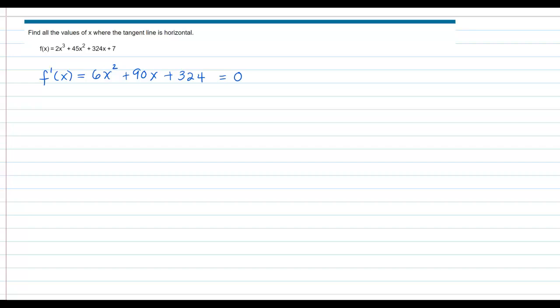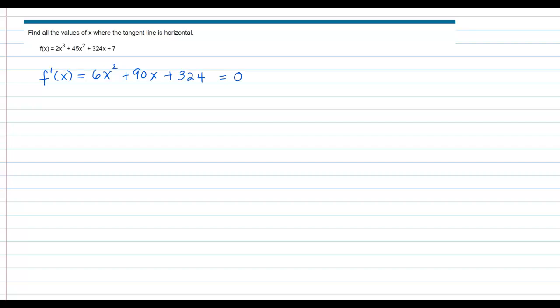You solve for x. Now check, is 90 divisible by 6? Yes, that's equal to 15. What about 324? Is that divisible by 6? 324 divided by 6 is 54.